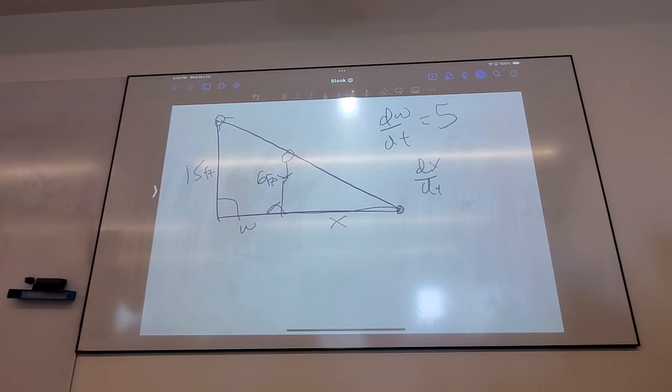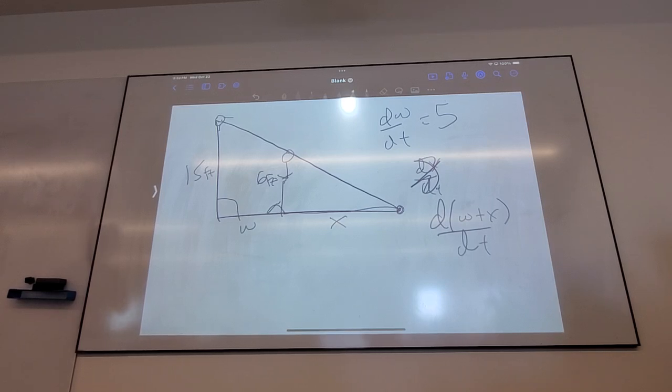X plus W, W plus X, I like it. So then the shadow is really this. This is really the question: how much is that length changing? Because it doesn't say how fast is the shadow growing, that would be dx/dt. It said how fast is the tip of the shadow moving. Are you guys kind of with me?